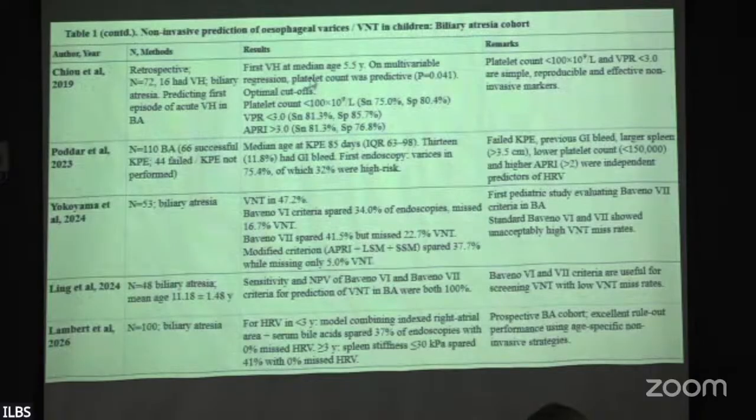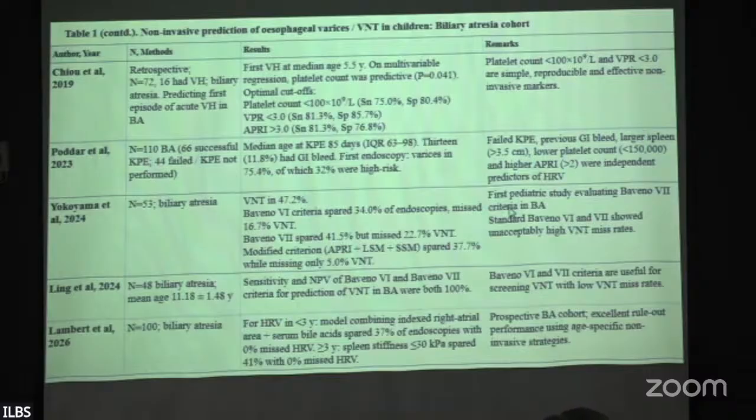So this is a table which describes the biliary atresia cohort, where we can see that various factors, for example, in one study, the low platelet counts, low variceal prediction rule, and high APRI were seen to be good markers. Further, in other studies, history of failed Kasai, larger spleen size, lower platelet count, and higher APRI.